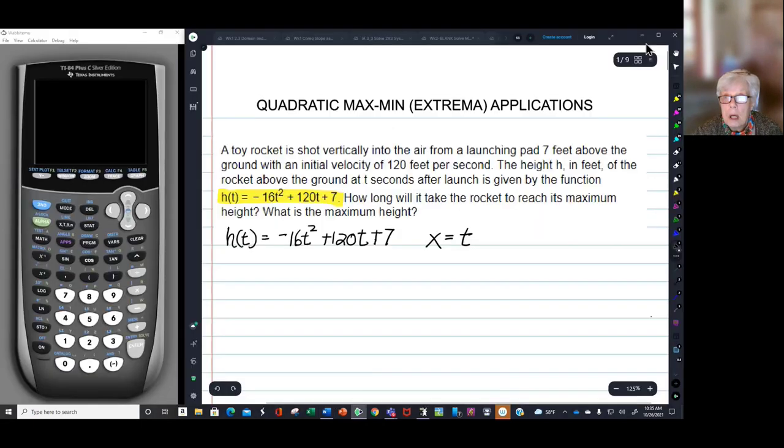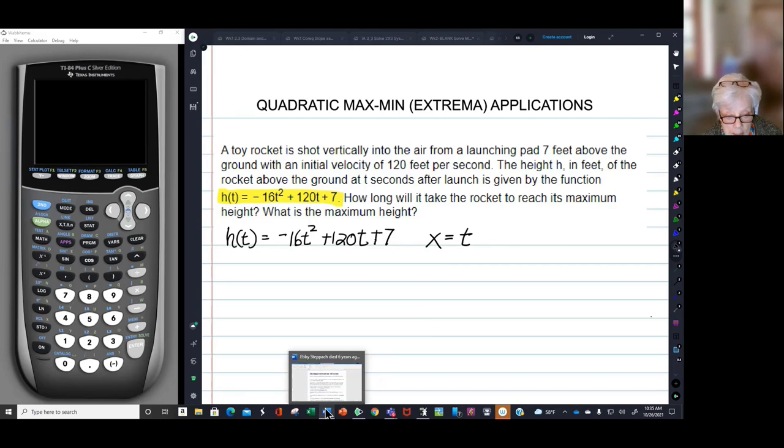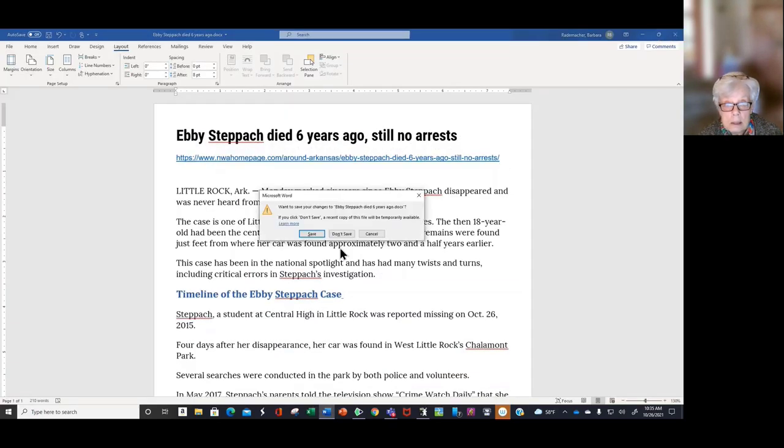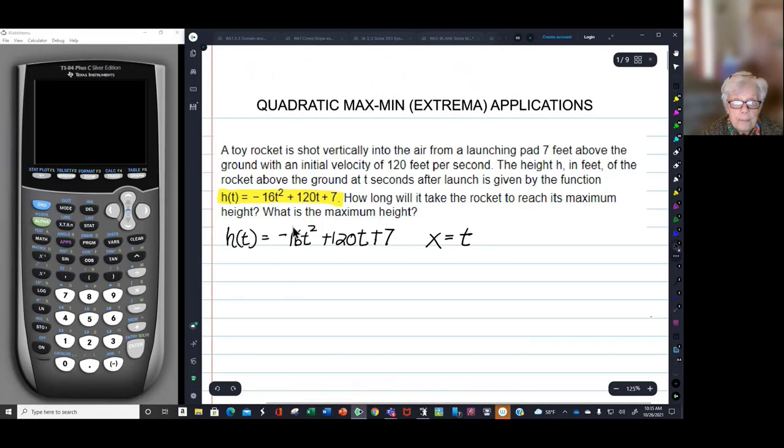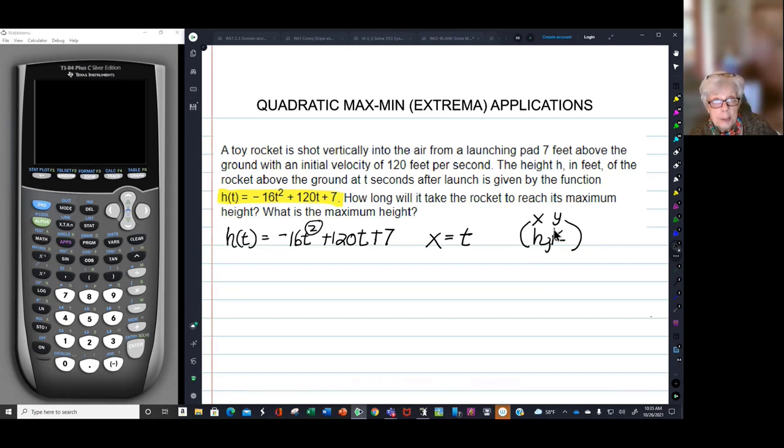And we're finding a maximum. What we're doing is we're finding a maximum of a quadratic function. So that means we're finding what we would normally call h, k, where h is the x coordinate and k is the y coordinate. However, this time the letters have changed. H of t is acting like y, and t is acting like x.